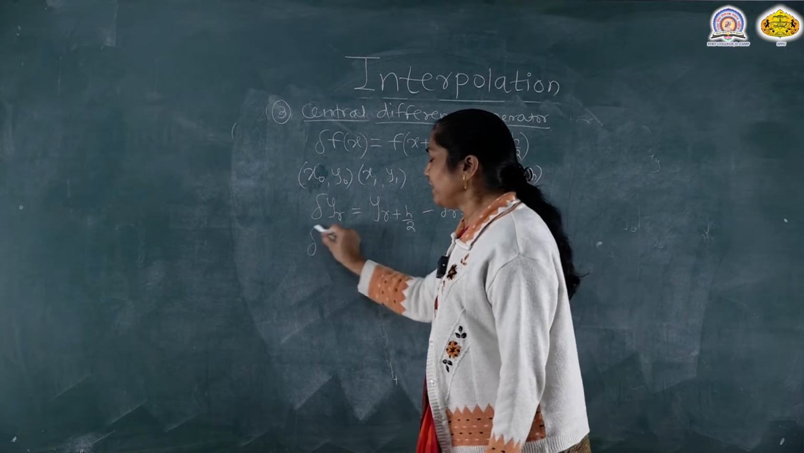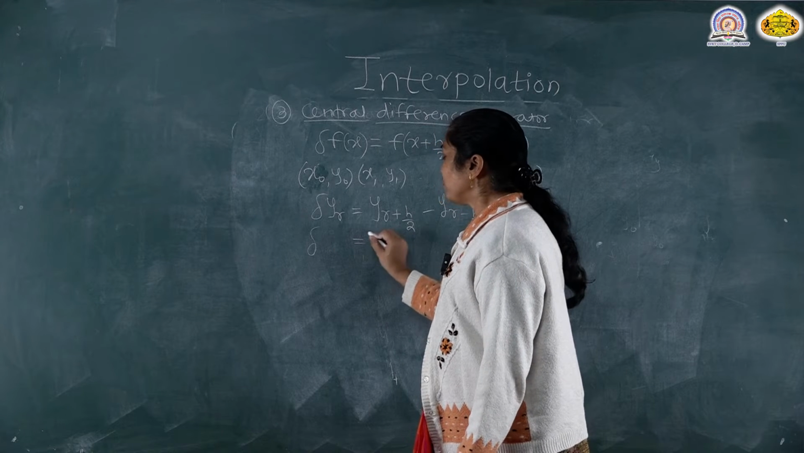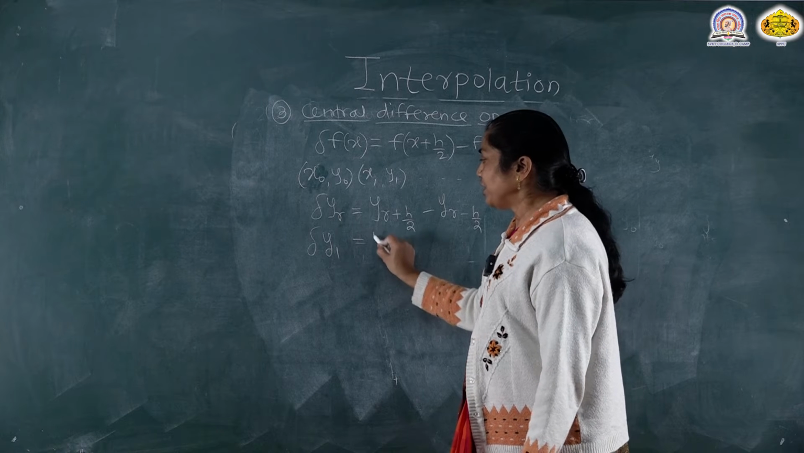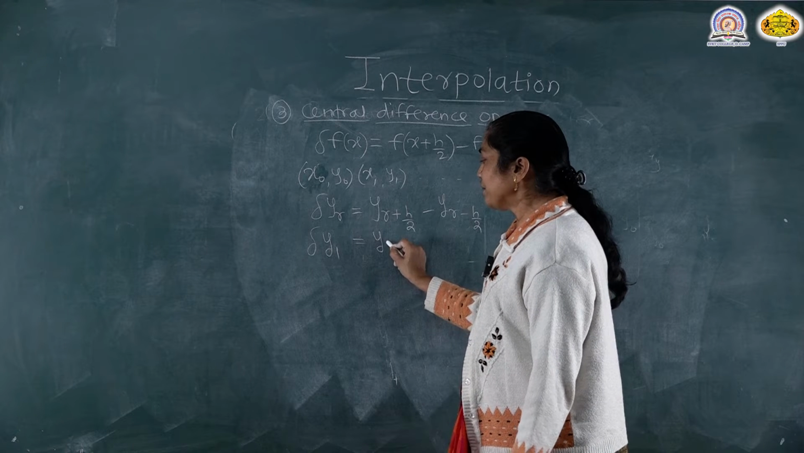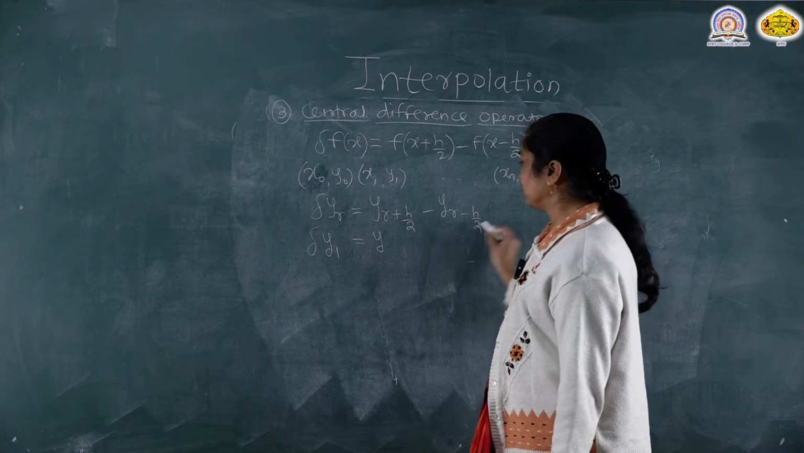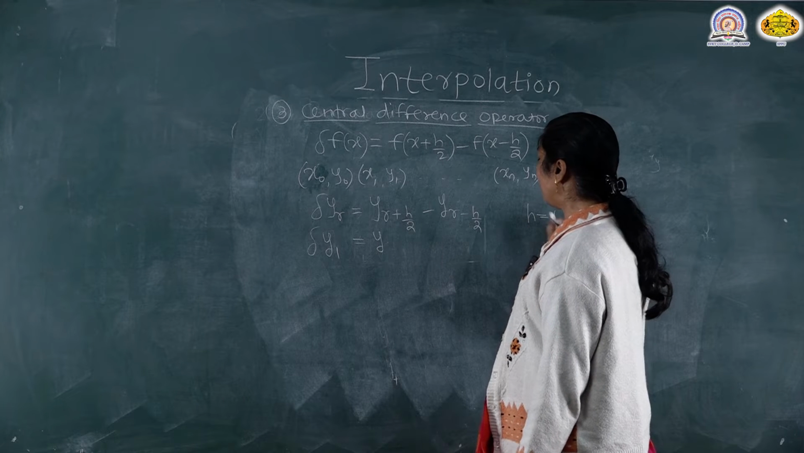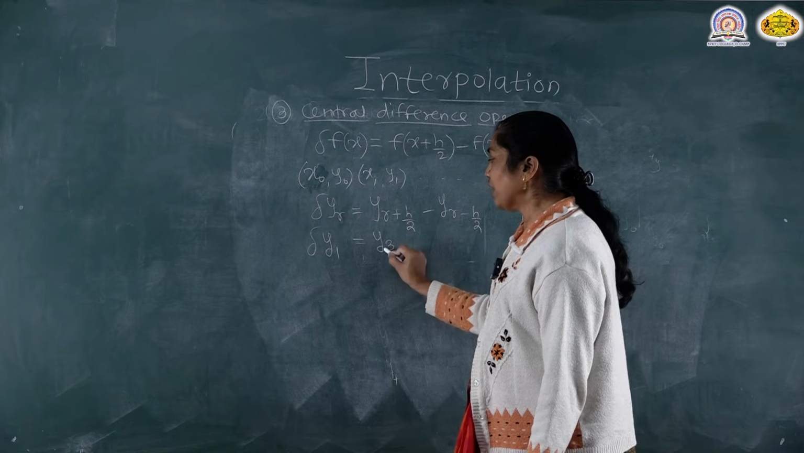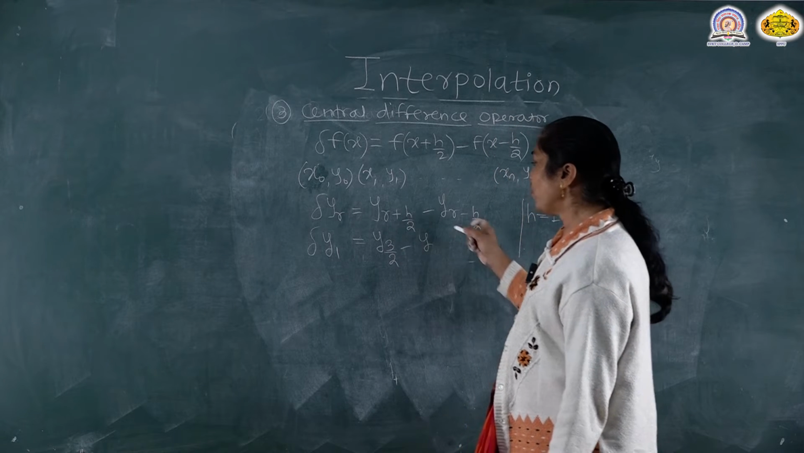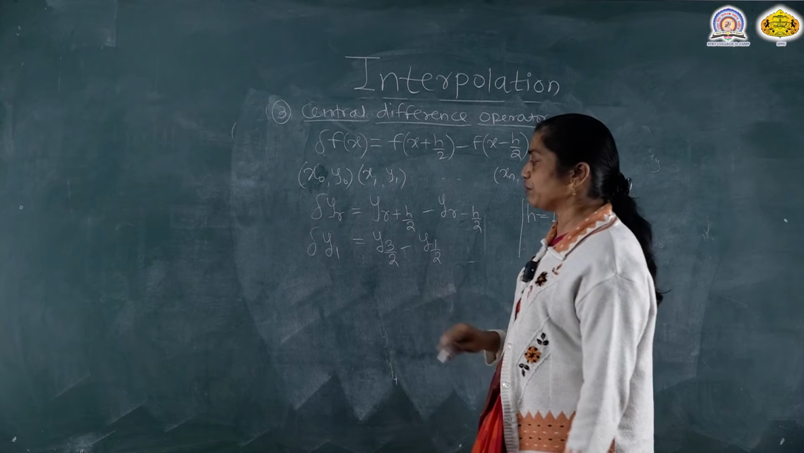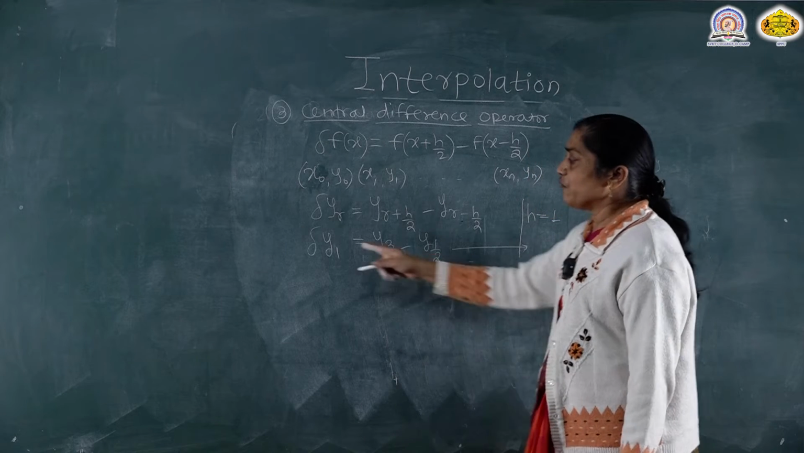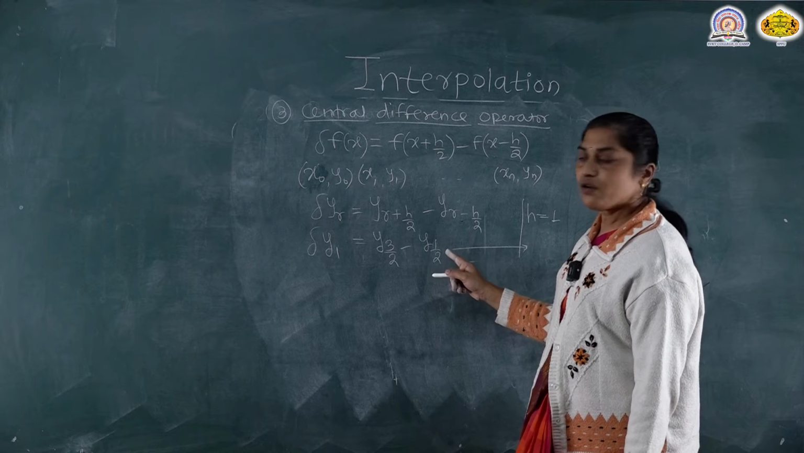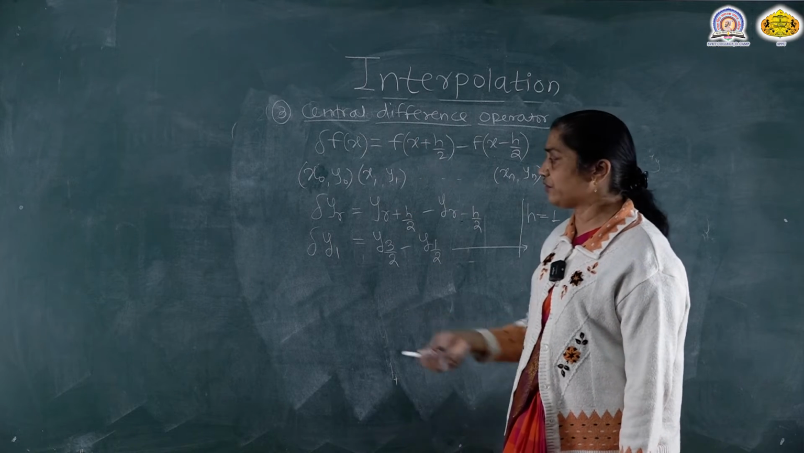Now suppose we want to find delta y1. So what is delta y1? It is nothing but y of 1 + h/2. If h is 1, if you take the interval difference h equal to 1, then we get this as 1 + 1/2, that is 3/2, minus y of 1 - 1/2, that is 1/2. So whenever h is 1, we get delta y1 is equal to y 3/2 minus y 1/2. So this is the central difference.